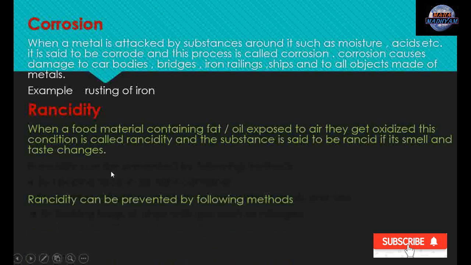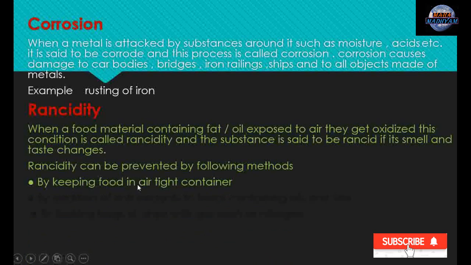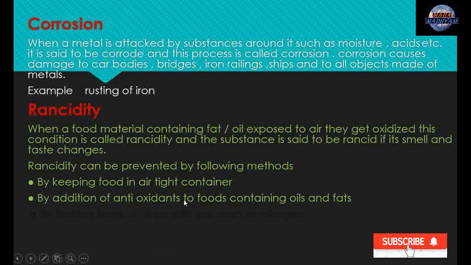Rancidity can be prevented by the following methods: by keeping food containing oil or fat in an airtight container so that we can prevent the oxidation of food. Second, by addition of antioxidants to foods containing oils and fats, or by flushing bags of chips with a gas such as nitrogen. In order to prevent the chips from getting oxidized, usually chips manufacturers flush bags of chips with gas such as nitrogen. With this, I have completed the chemical reactions and equations chapter.